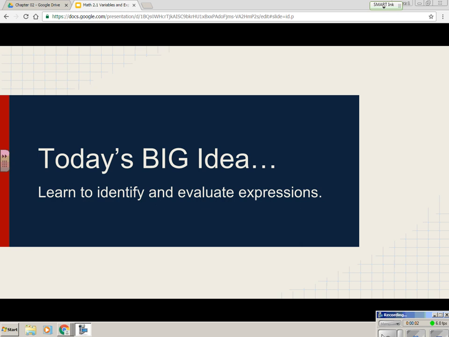Here's your lesson today for math. You're going to be able to learn to identify and evaluate expressions. This is your first lesson of this chapter, so let's get it started off on a big high note. Today's date and page number should also be in your notebook.